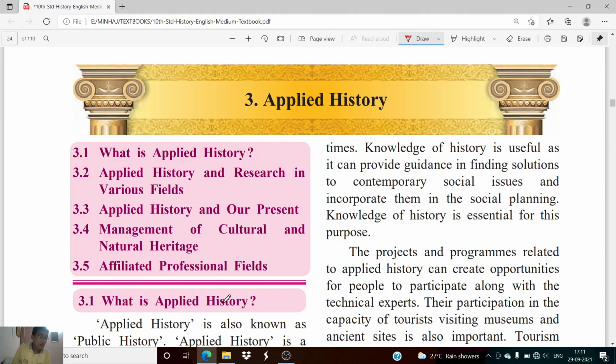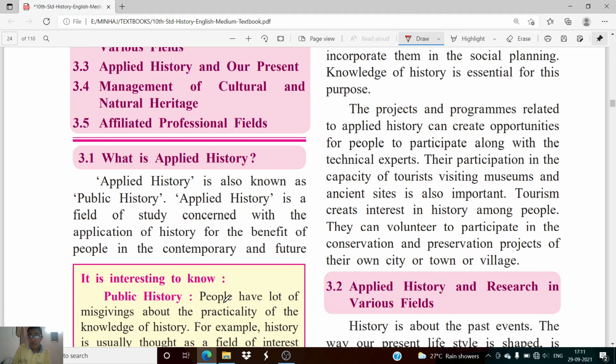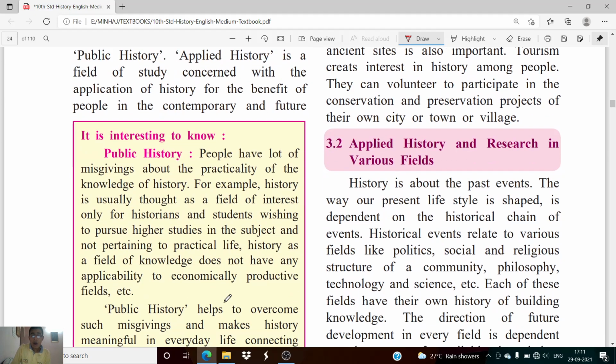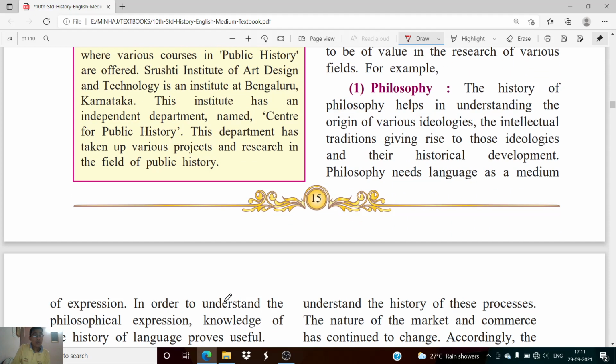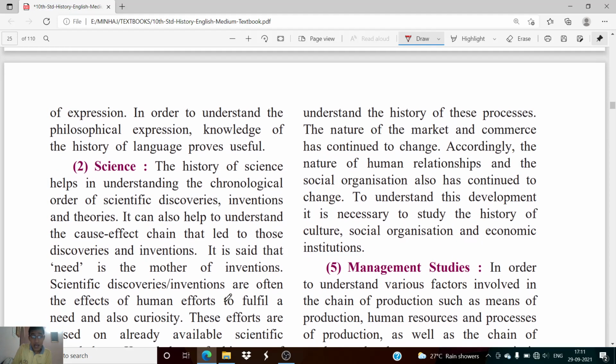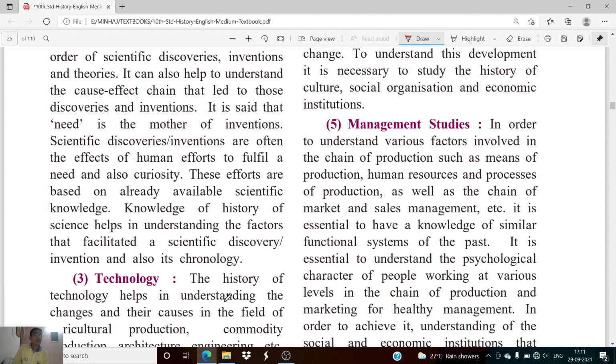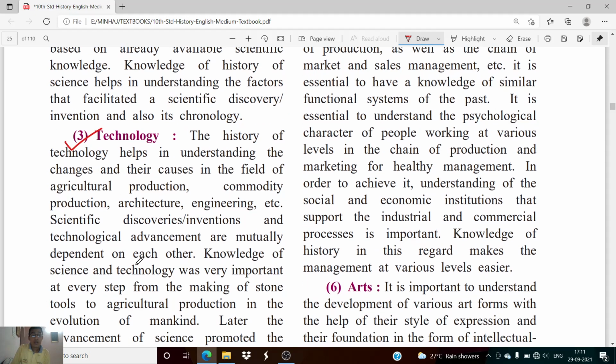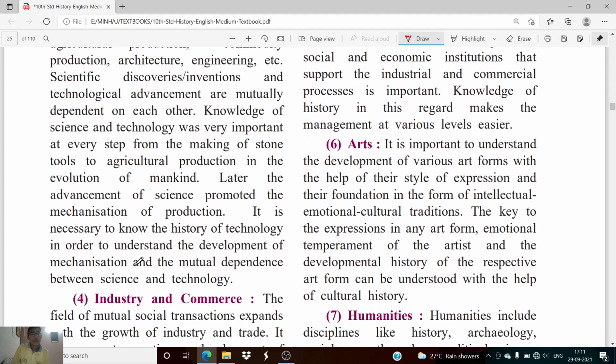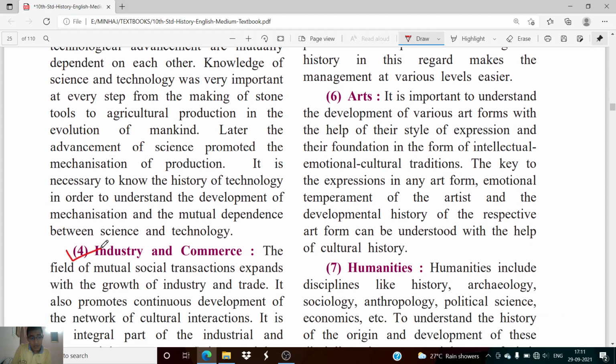In our previous lecture, we have seen the definition of applied history, and we have also gone through the applied history which is used in the various fields to conduct researches. We have seen how applied history is associated with philosophy, what is the relationship between applied history and science, and we have also gone through the relationship between applied history and technology. Now in this lecture we are going to see some of the other fields wherein the applied history is utilized. So let us start with the industry and commerce.